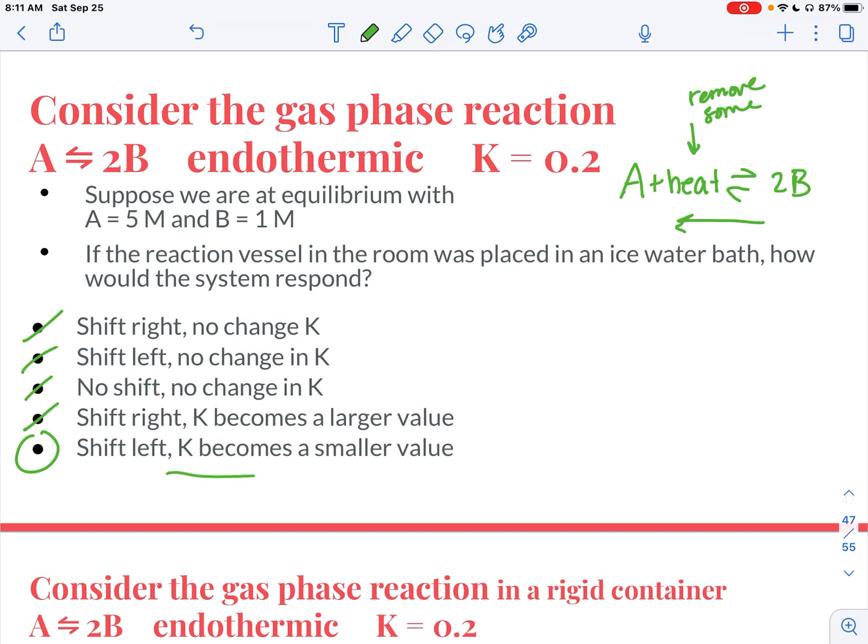You need to think back to one of our videos from last week where we know that if K is bigger, it favors the products. And if K is a smaller number, it favors the reactants. So here, if we're favoring the reactants more, because it's endothermic, so we're going this way if we make it colder. So if we favor the reactants, we make K smaller. If we were going the opposite way, like if we had heated up the system, then K would get bigger.